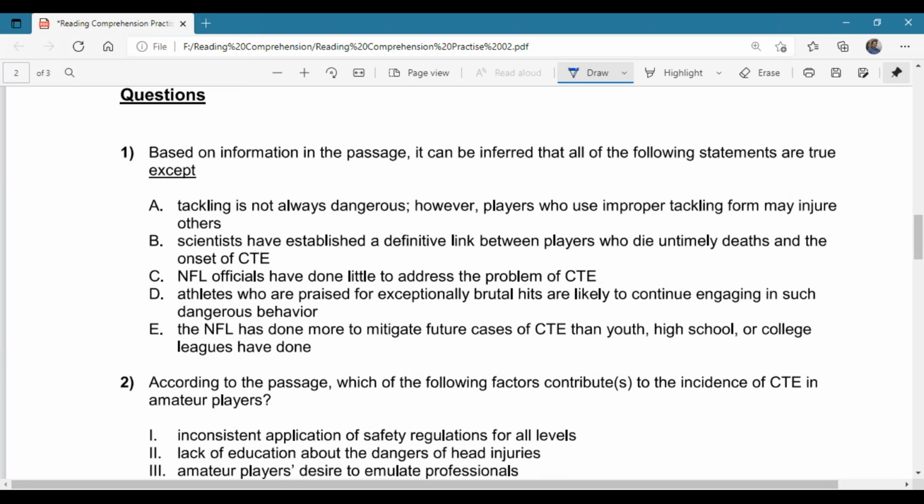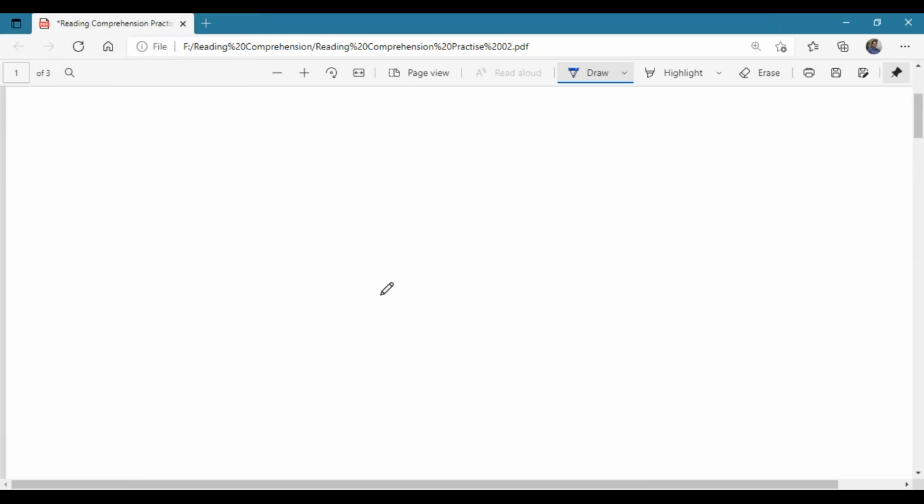Based on the information in the passage, it can be inferred that all of the following statements are true except. That means all statements are correct except one statement. What is that one statement? This one. This is not correct. Except this one, all are correct. So answer is C. Because NFL officials have done little to address the problem of CTE, that is wrong.